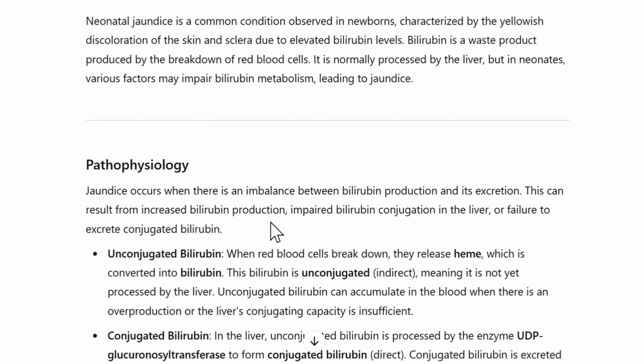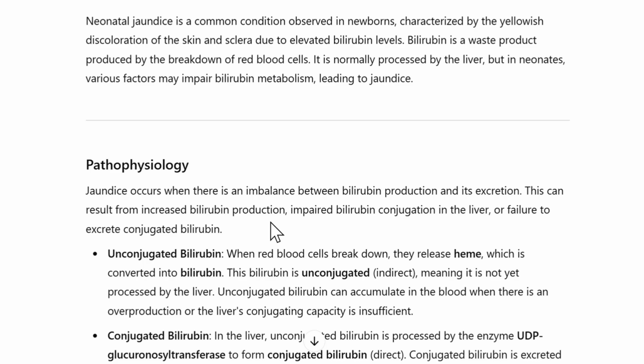Neonatal jaundice is a common condition observed in newborns, characterized by the yellowish discoloration of the skin and sclera due to elevated bilirubin levels. Bilirubin is a waste product produced by the breakdown of red blood cells. It is normally processed by the liver, but in neonates, various factors may impair bilirubin metabolism, leading to jaundice.